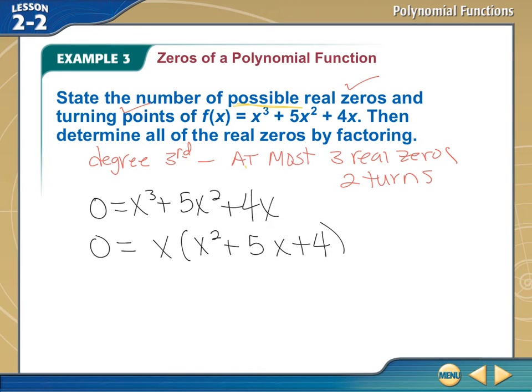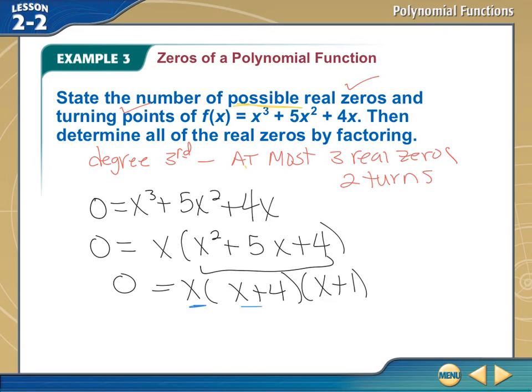Now I can factor this right here into x plus 4 and x plus 1. We're going to use the zero product property, which means we're going to set every factor equal to 0. So our first factor will be x is equal to 0. The next one will be x plus 4 equals 0. And this one will be x plus 1 equals 0.